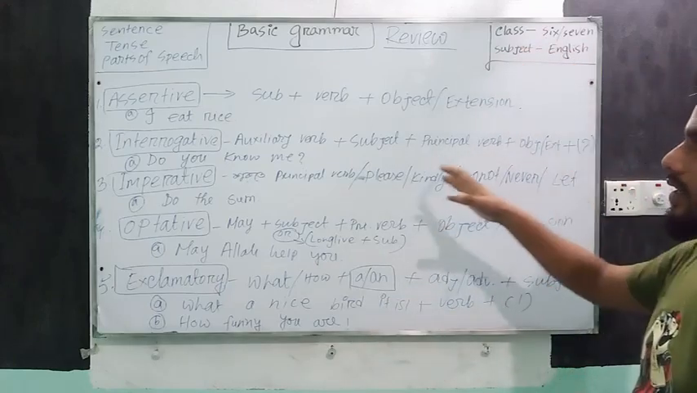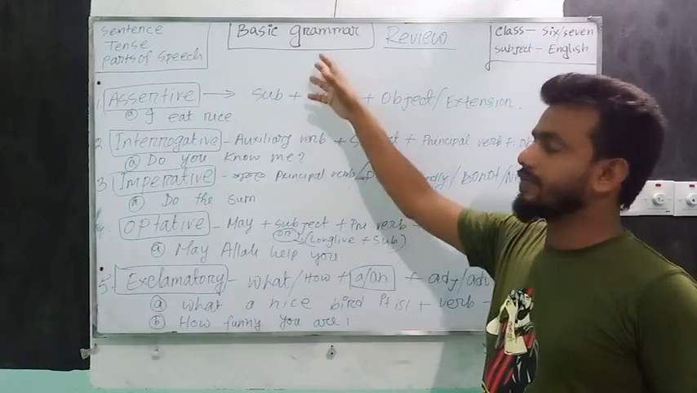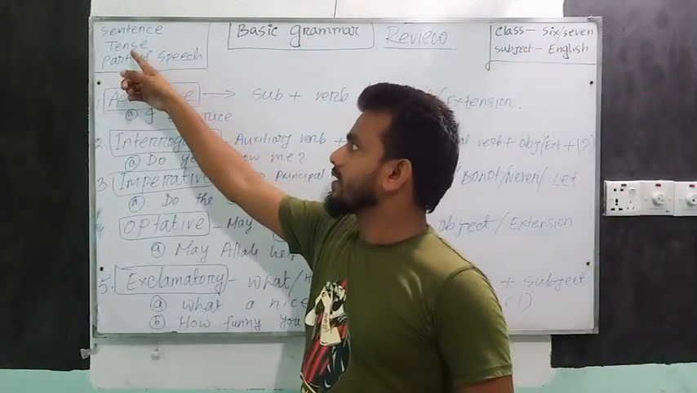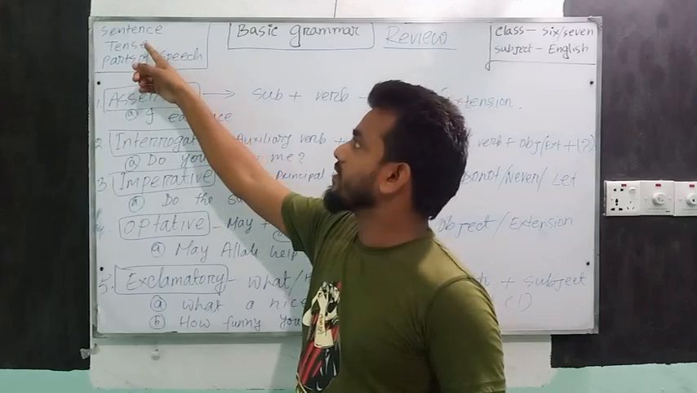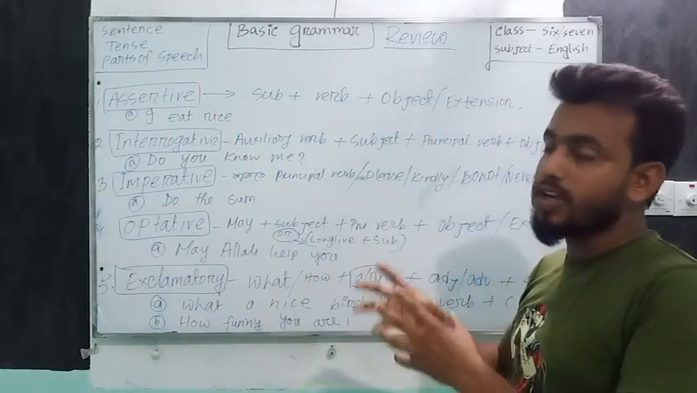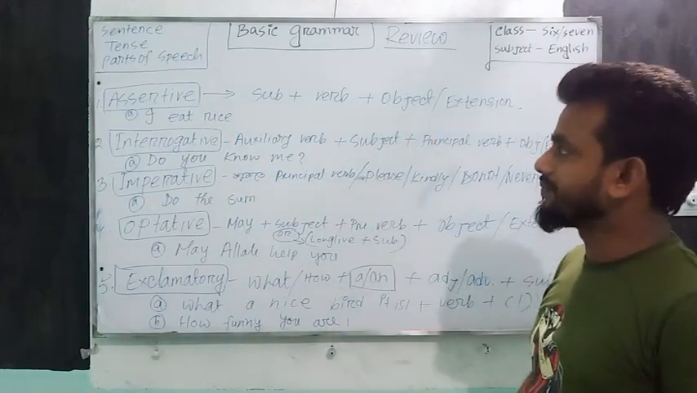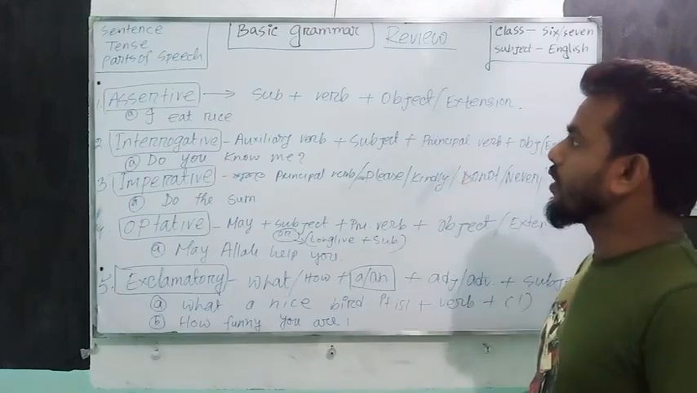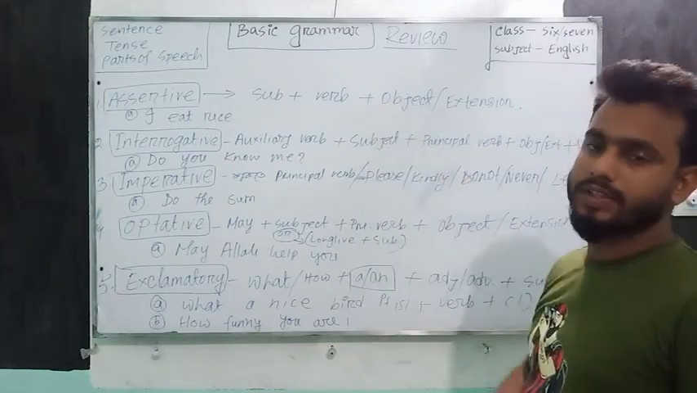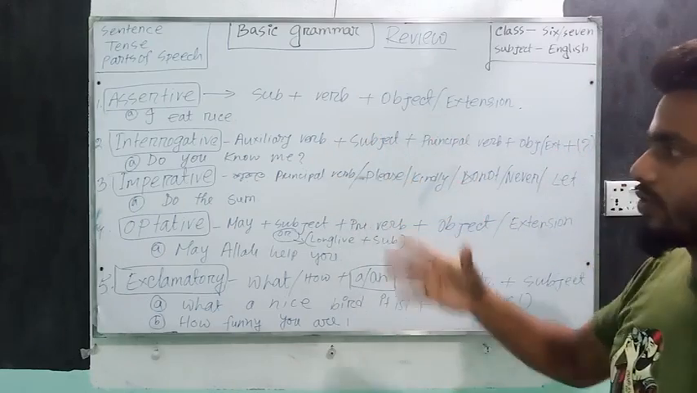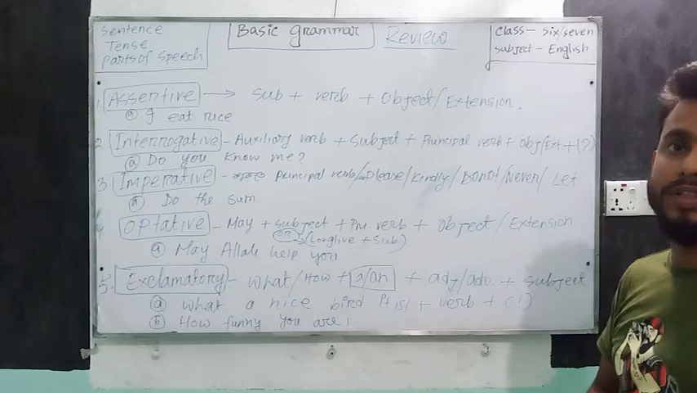Dear students, actually this is a review class, and these classes are for class 6 and 7 as subject English, and this is part of basic grammar. Here in this corner is written down sentence, tense, and persons. Actually, this is the main or principal basic grammar. So today I'm going to teach all of you about sentences. I'm just going to review assertive, interrogative, imperative, optative, and exclamatory sentences.